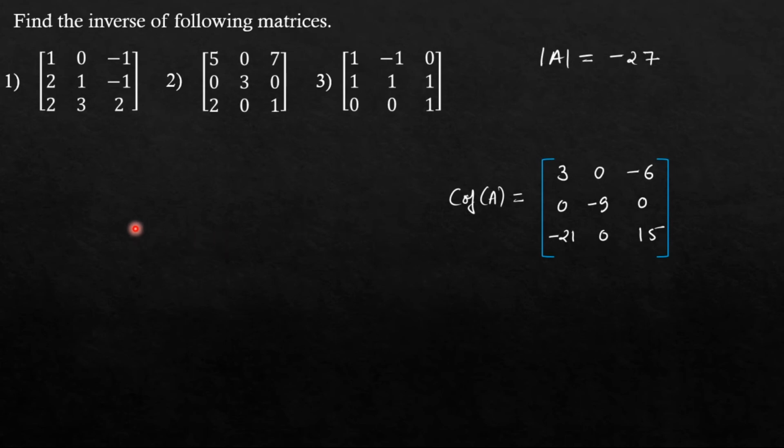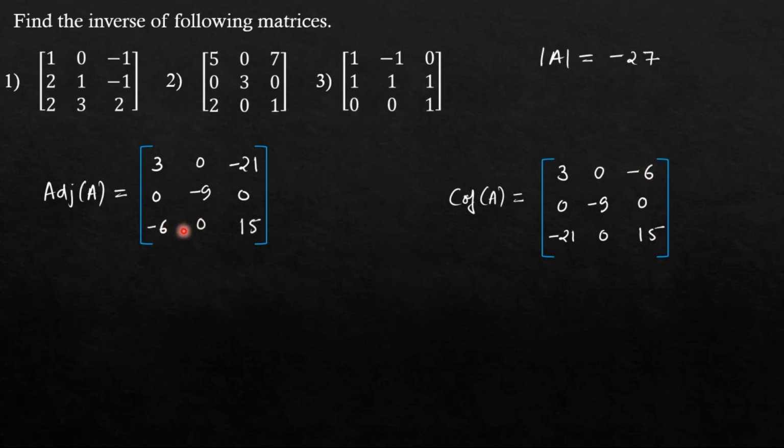Now the next step is to find the adjoint. Adjoint is just the transpose of the cofactor matrix. So you will get 3 0 minus 21. This was a column, here it is a row. This is a column, it will become a row. 0 minus 9 0, minus 6 0 15. So this is the adjoint matrix.